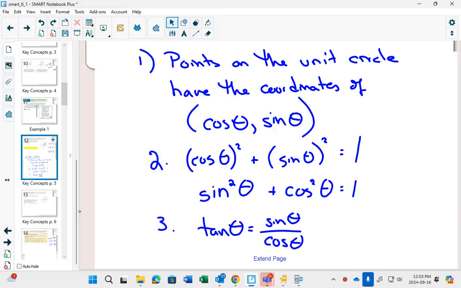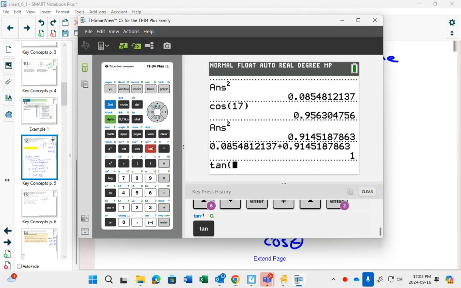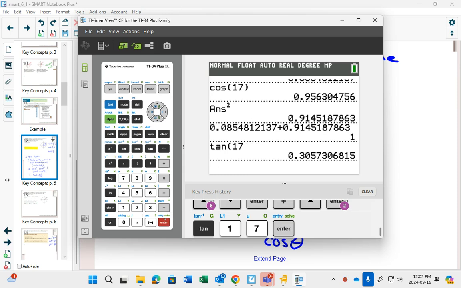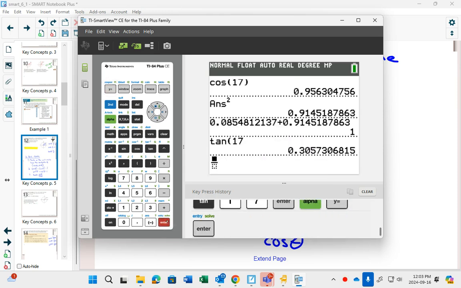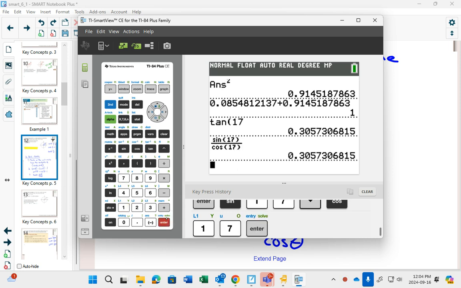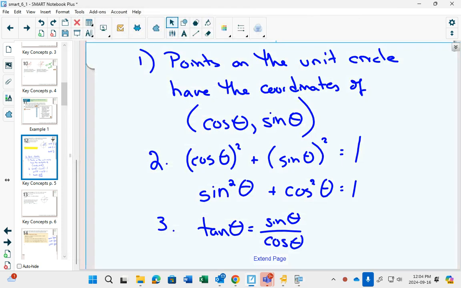And we can check this on our calculator with 17 degrees. If I do tan of 17 degrees and push enter, and then I check what's sine of 17 degrees divided by cos of 17 degrees, I get the exact same answer to all decimal places. Tan of theta is always sine of theta over cos of theta. And in this unit, if you get stuck on a question, usually one of these 3 big ideas can help you get unstuck. All right, so that's where we'll end. We'll do example 2 tomorrow.